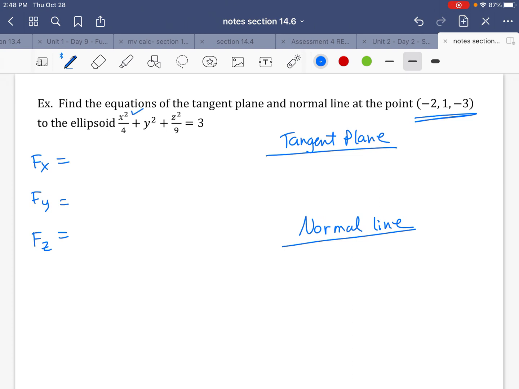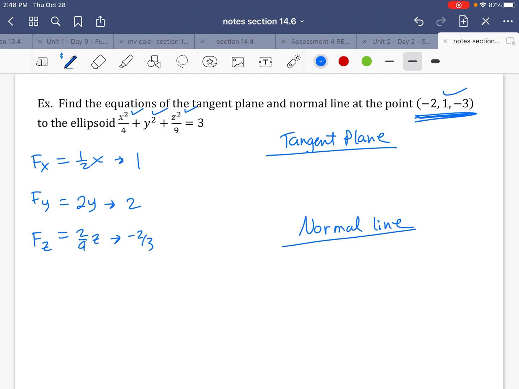Okay. All right, so fx. I'll be just looking at this part right here, so I'll get 2x over 4, so I'll have 1/2 x. Fy, I'll get that part, so it'll be 2y. And fz, well, that'll be 2/9 z. So plug in my numbers, -2, 1, and -3. Plug in -2 here, that gets me -1. Plug in 1 here, I get 2. Plug in -3 here, that gets me -2/3. And that right there is my normal vector at this point.